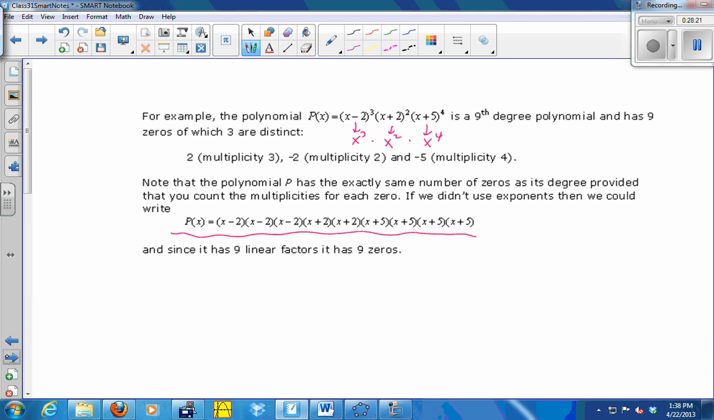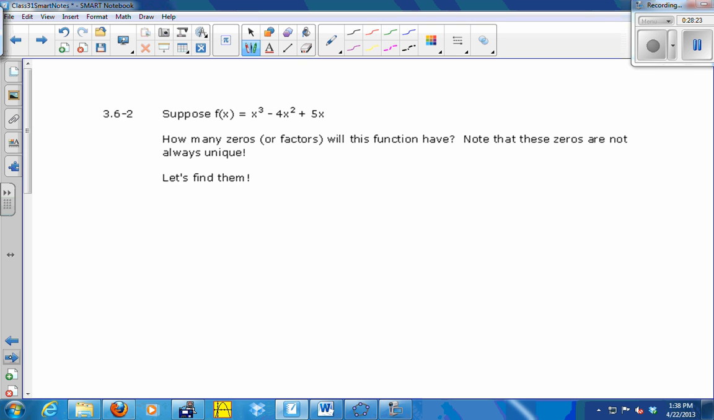So when I go to this problem, we see x cubed minus 4x squared plus 5x. What's the degree of this polynomial? 3. The highest power on x is a 3.